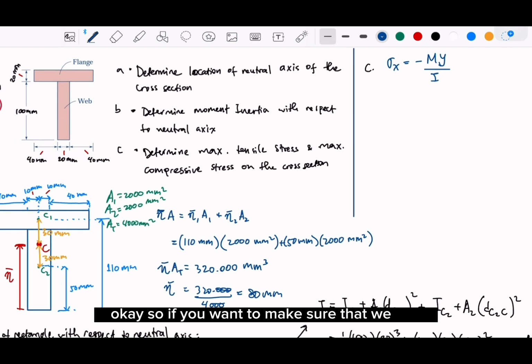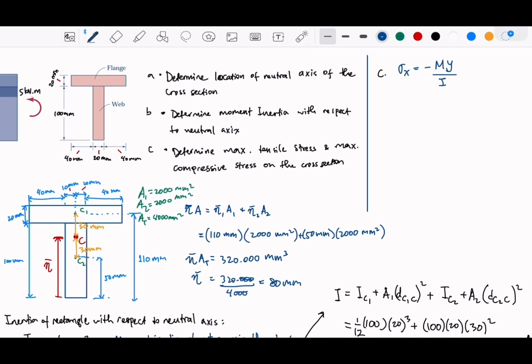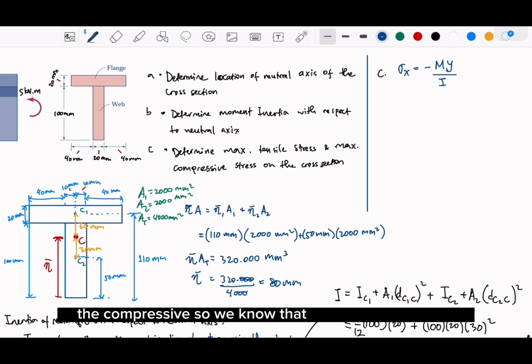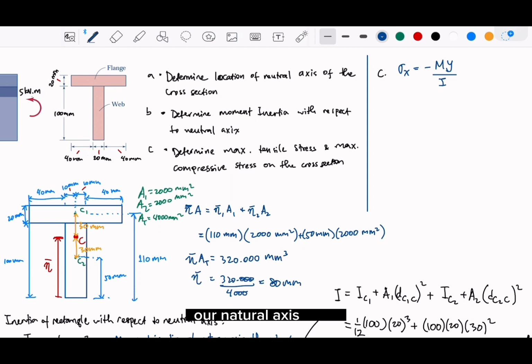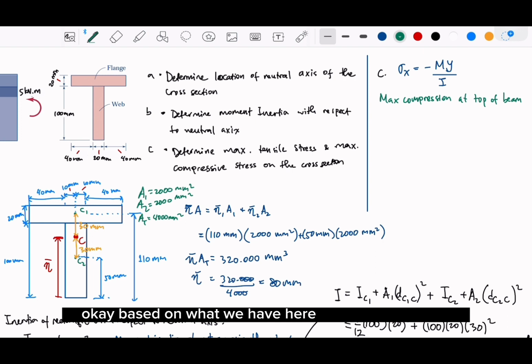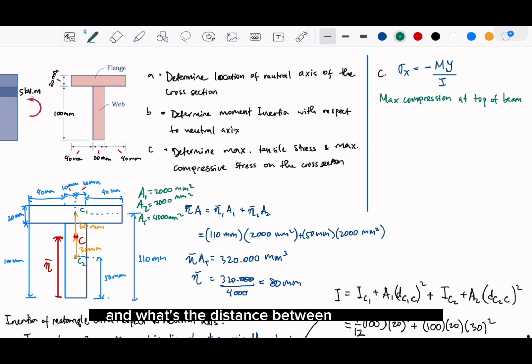Okay, so if we want to make sure that we find the compressive, we know that our neutral axis is 80. Our neutral axis is 80. And the maximum compression will occur at the top of the beam. Based on what we have here, we have a moment, so at the top of the beam we find the maximum one, right? And what's the distance between the centroid and the top? This is 20, this is another 20, right? So this will be 40, okay?